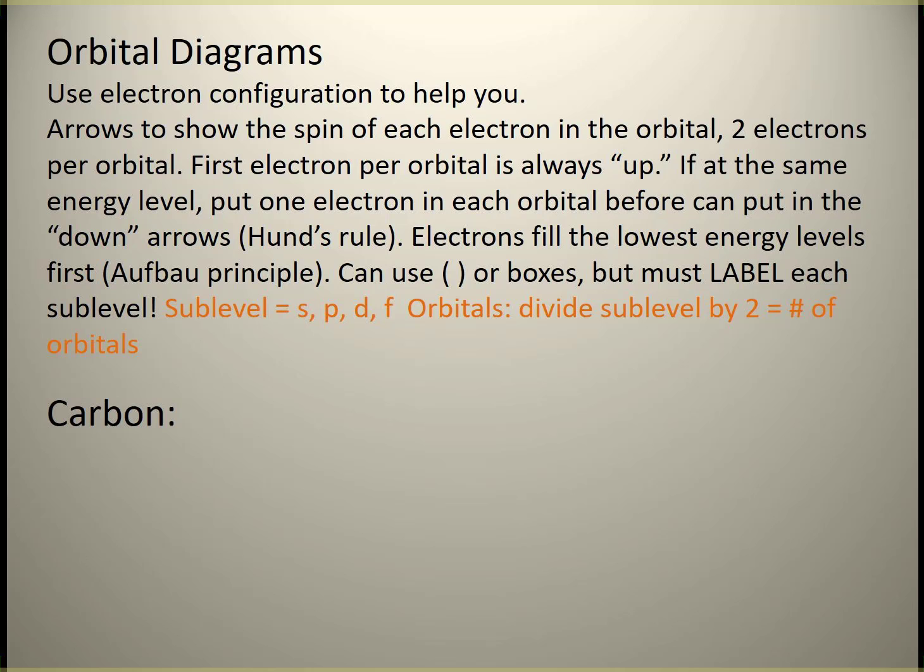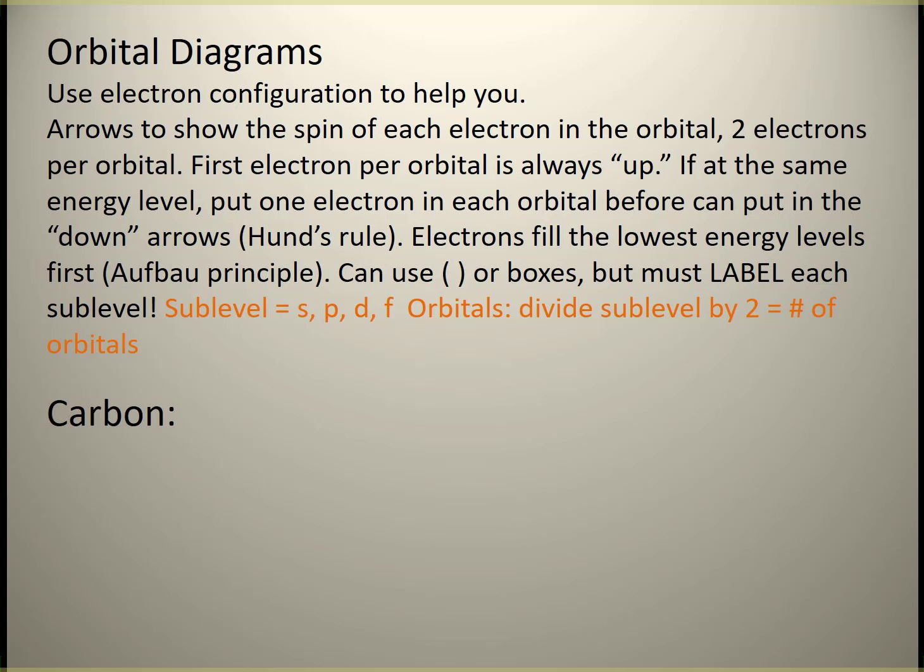Let's talk about an orbital diagram. An orbital diagram is a model showing where those electrons are. So it's very similar to an electron configuration, but it tells us a little bit more information. We use arrows to describe each electron in an element. So let's look at carbon.